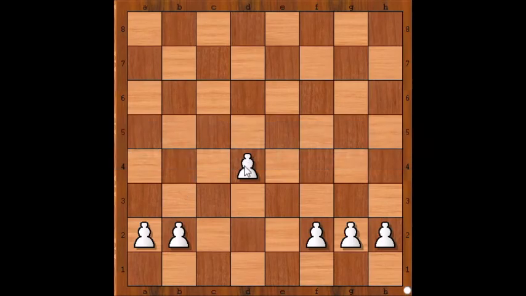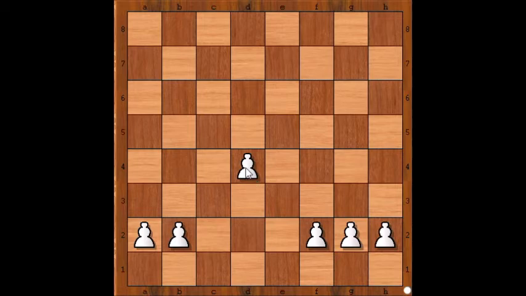This type is called the isolated pawn. The pawn on d4 is an isolated pawn. And why is it an isolated pawn? Because there is no pawn on the C file or on the E file, which means there are no pawns on the adjacent files to defend this particular pawn. Hence, this is called an isolated pawn.